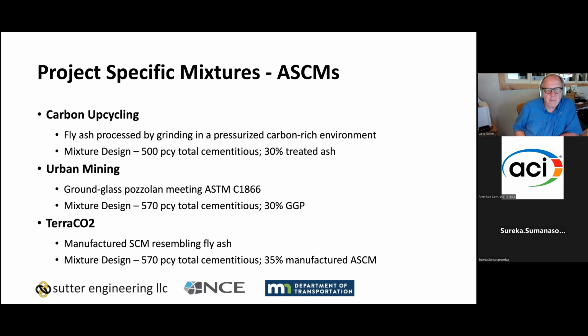In terms of alternative SCMs, we had carbon upcycling. This is the fly ash processed by grinding in a pressurized carbon-rich environment. It ends up carbonating phases in the material, and so you get embedded carbon. And then you also get size reduction from the grinding process. The net result of their mix design was they came in with 500 pounds per cubic yard total cementitious and 30% ash replacement using their treated ash. Urban Mining was the ground glass provider, and they used the standard 570 mix with a 30% replacement.